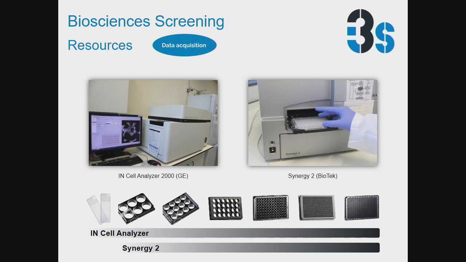With the in-cell analyzer, you can work with simple microscope slides up to 1536 well plates. On the right-hand side, you have the Synergy 2, which is a multimode microplate reader, where you can apply the techniques of fluorescence, absorbance, and luminescence, and you can do this in any microplate size from 6 to 1536 well plates.